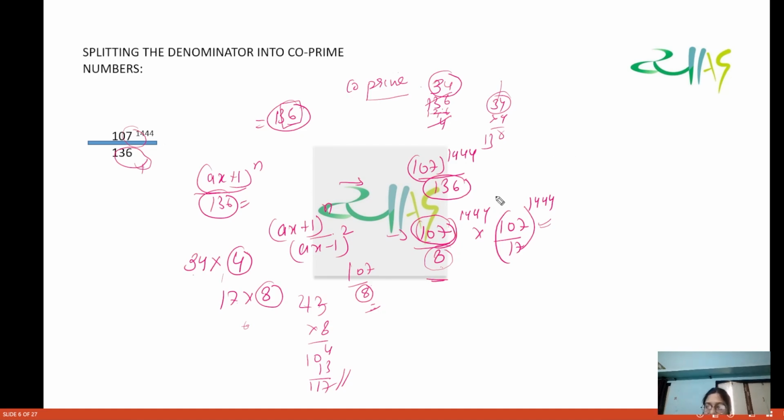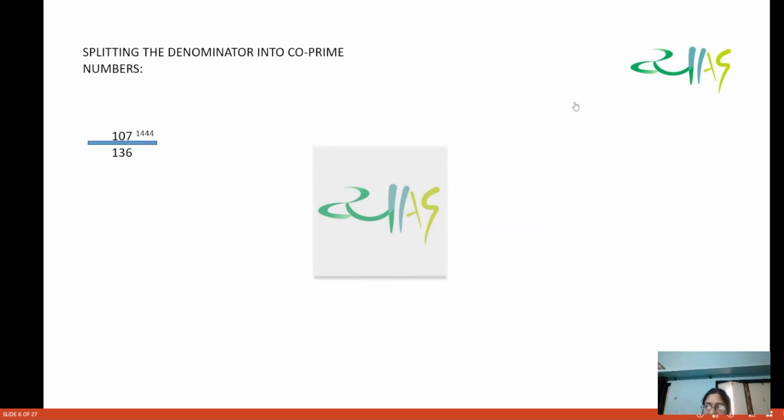Let me first clear this board. We just need to keep this expression, 107 divided by 17 to the power 144. Now let's clear this and keep this expression: 107 divided by 8, and the power 144.